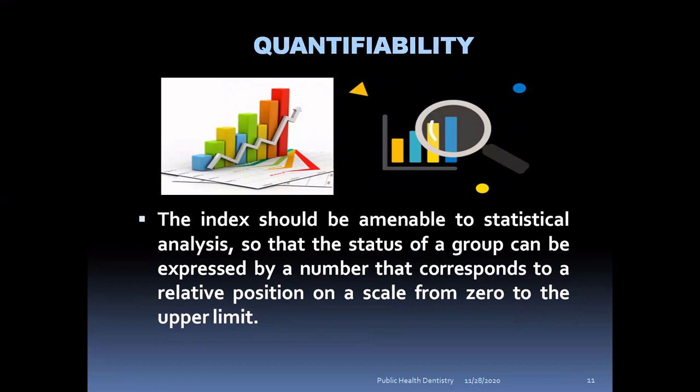Moving further onto quantifiability. Whenever you're taking indices like the DMFT index, we have statistical measures also. So we can gather all the data and convert it into a statistical point of view. The index should be amenable to statistical analysis so that the status of a group can be expressed by a number that corresponds to a relative position on a scale from 0 to the upper limit.